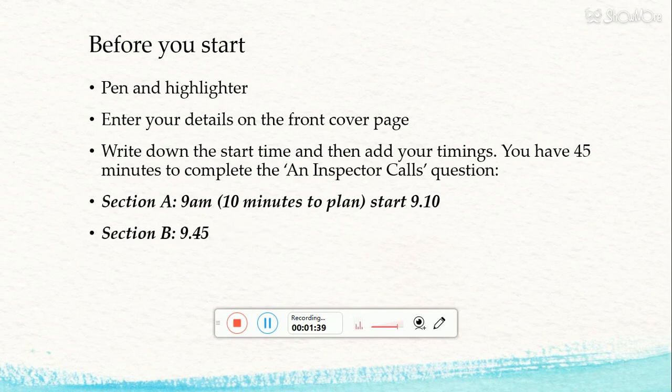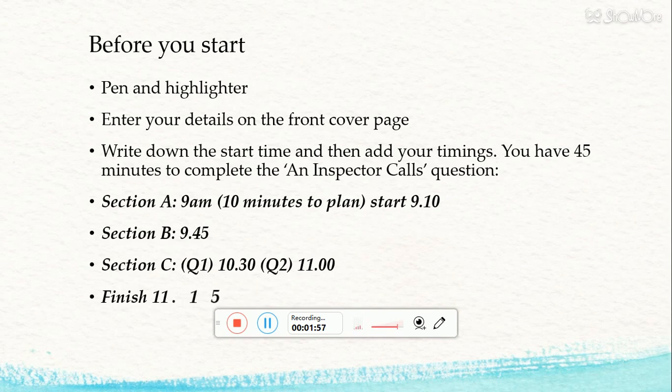In the mock itself, you don't need to do this now, but normally you would also write down Section B and your start time, which would obviously be 45 minutes after you start Section A, and that's for the Power and Conflict cluster poetry. And finally, you'd write down your start times for Section C, which is the unseen poetry, and ultimately your finish time, so that you clearly know how long to spend on each question. So check now that you have all those things and that you've written your details down and your start and finish time.